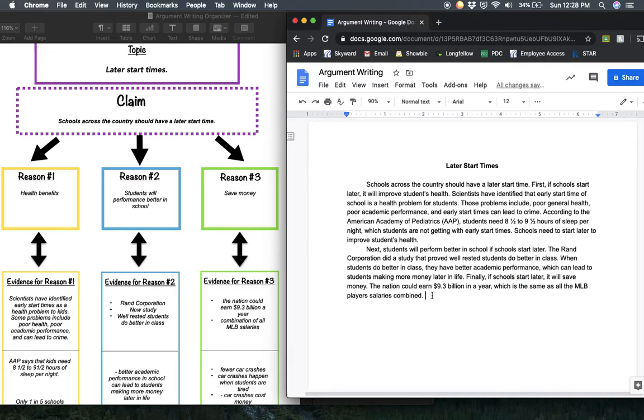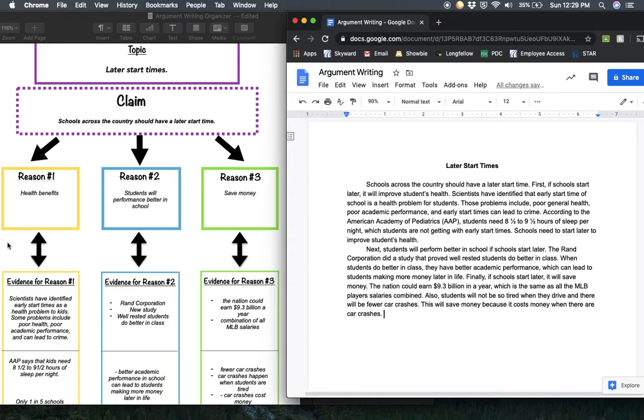All right, now I need to talk about these car crashes here and how that will save money. So to add on to this $9.3 billion a year, I'm going to say also students will not be so tired when they drive, and there will be fewer car crashes. This will save money because it costs money when there are car crashes. Okay, that is it. Now, 2 paragraphs.